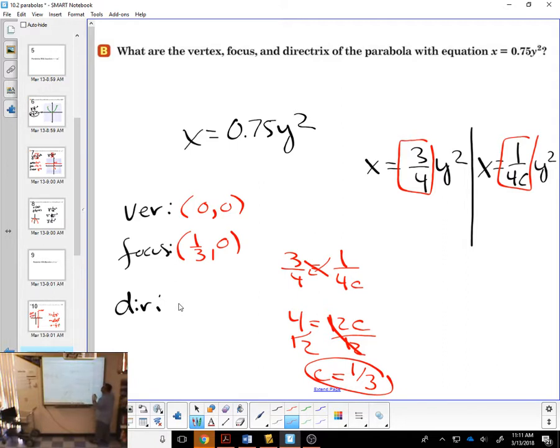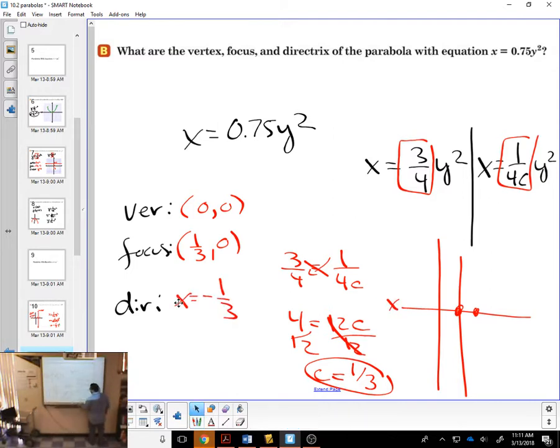It's x equals because it's a horizontal one, right? So let's see here. I just want a quick visual. Here's my vertex. My focus is on this side, so my directrix has to be here. It crosses the x-axis, so it's going to be x equals negative 1/3. Mathematics. So easy.